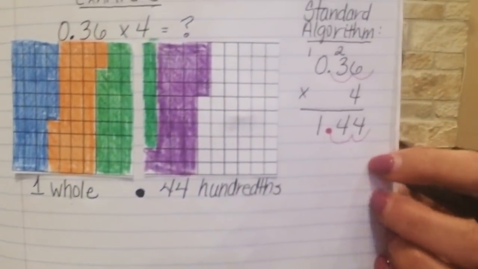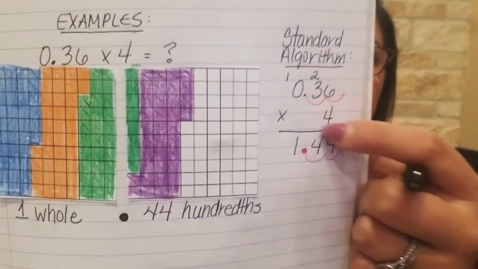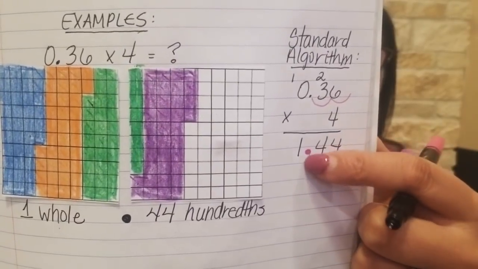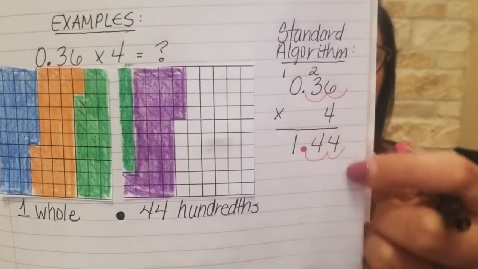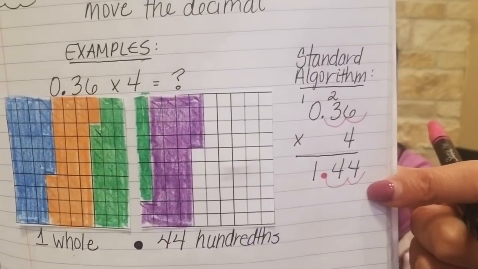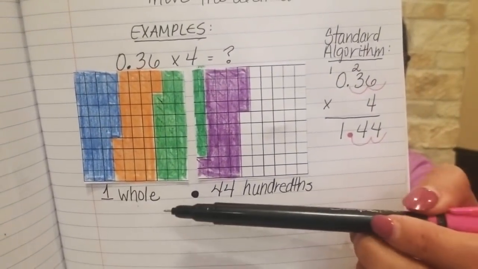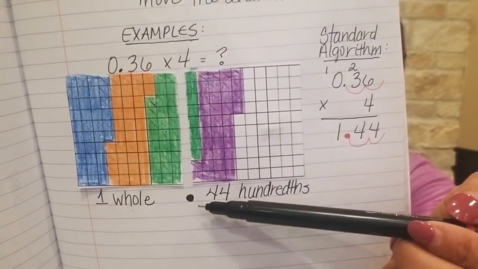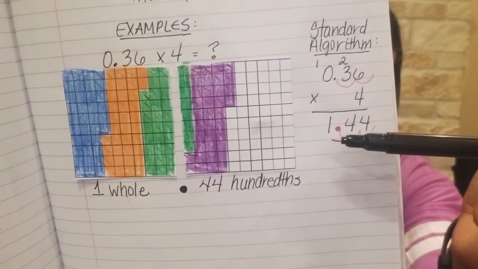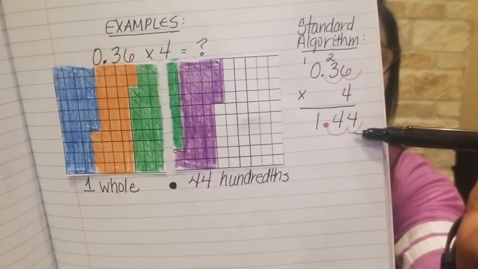1, 2. And wherever I stopped at the 2, I'm going to make a big old fat decimal so I don't forget that that's where it should go. So I went 1, 2, and then back here, 1 and 2. Okay? So that's what your standard algorithm should look like. And as you notice, down here, we wrote that our answer was 1 whole and 44 hundredths. Well, guess what? 1 whole and 44 hundredths. Same thing. Okay? Makes sense, right?